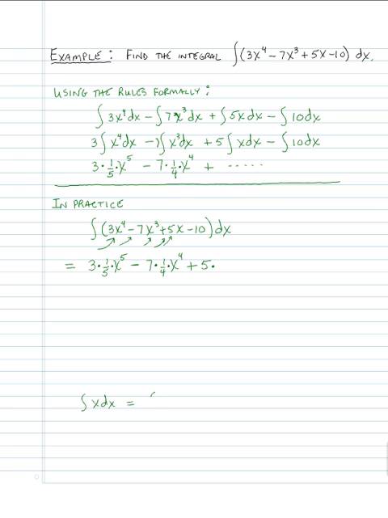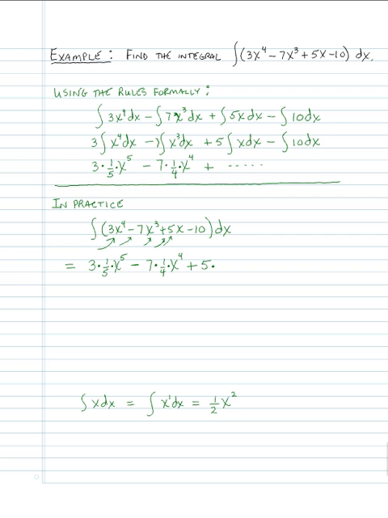So let me remind you that x is really just x to the first power, see? So we really have the integral of x to the first power. And how do we integrate x to the first power? Well, we increase the power by 1. So when we add 1 to 1, we get 2. And then we have a factor in front of that that is the reciprocal of that new exponent. So the integral of x is 1/2 x squared, isn't it?